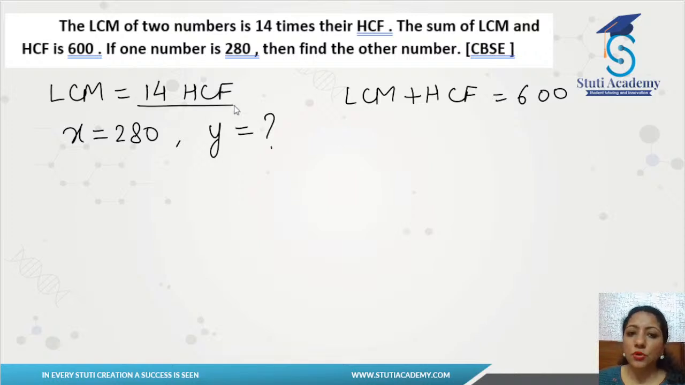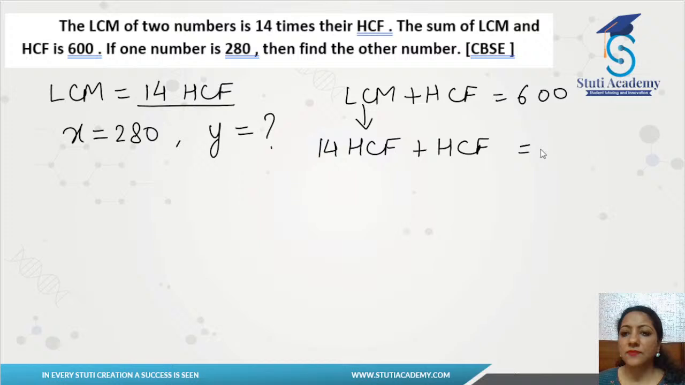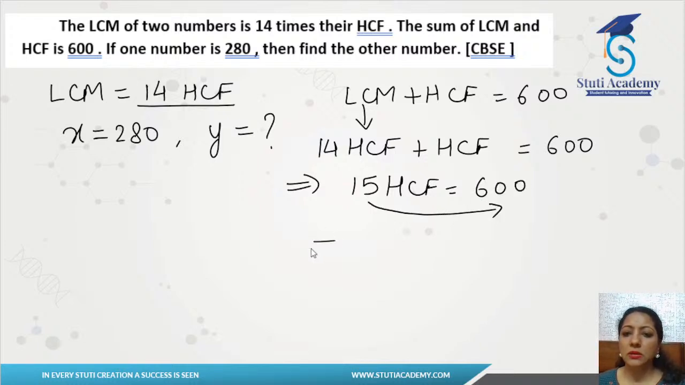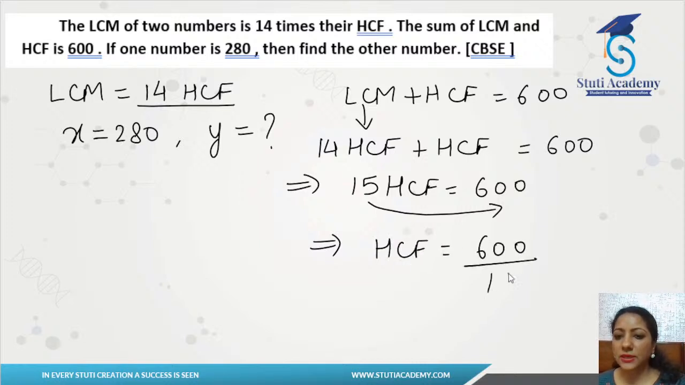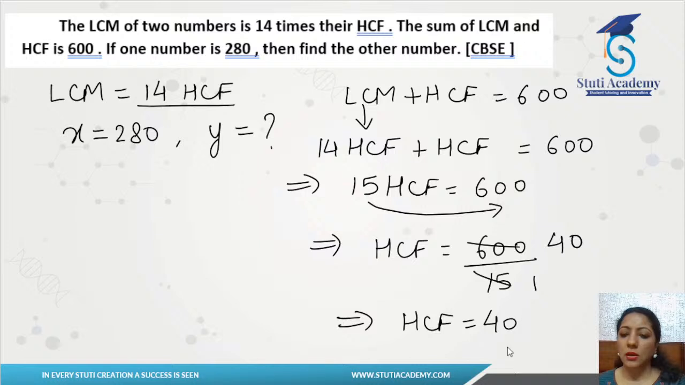Now LCM is 14 times the HCF, so I'm going to write this as 14 times HCF. So 14 times HCF plus HCF is equal to 600. That is actually 15 times the HCF equal to 600. If we take 15 to the other side, this will get divided. So HCF is equal to 600 over 15, which simplifies to 40. Now we know that the HCF is 40.